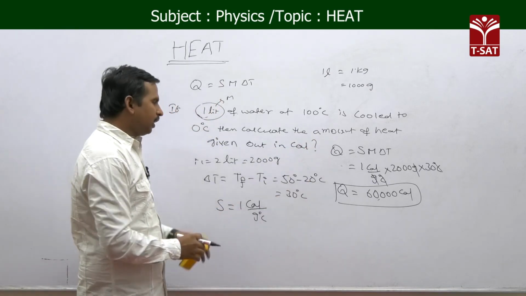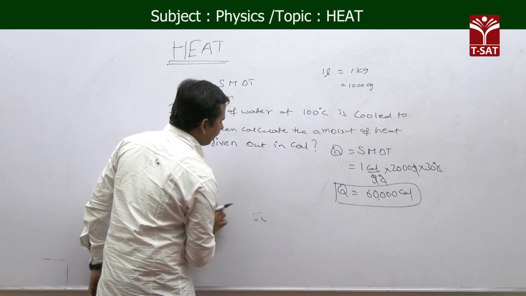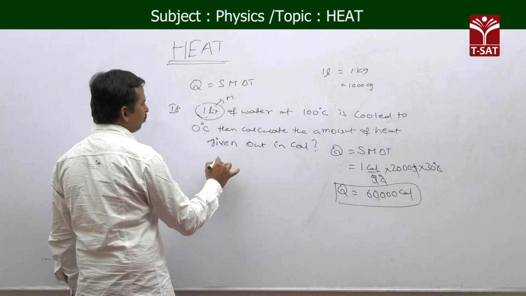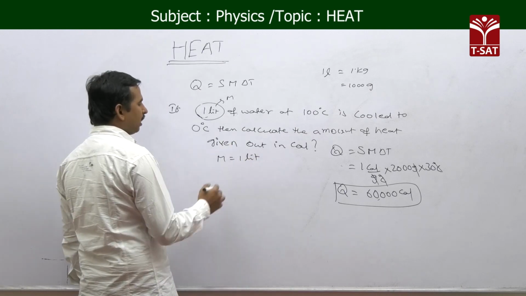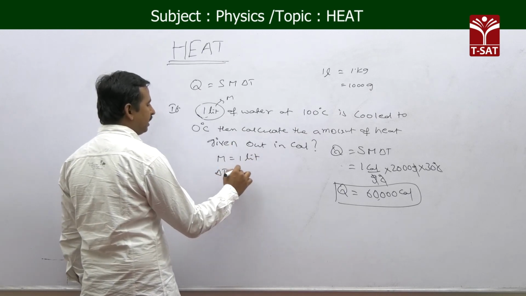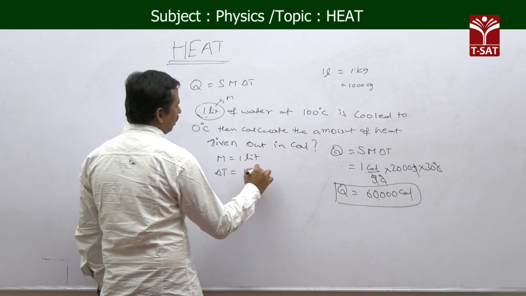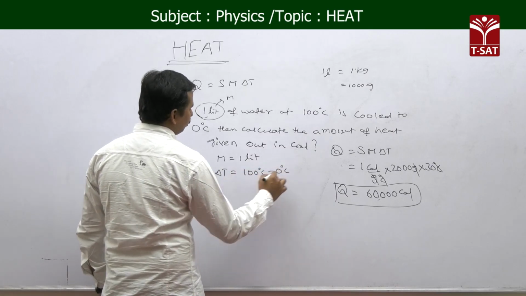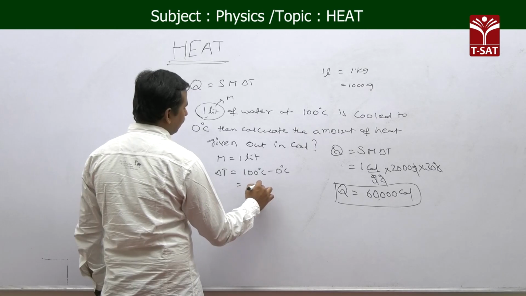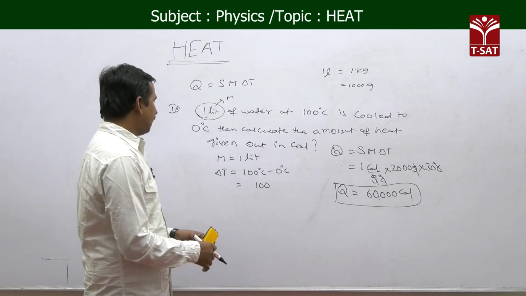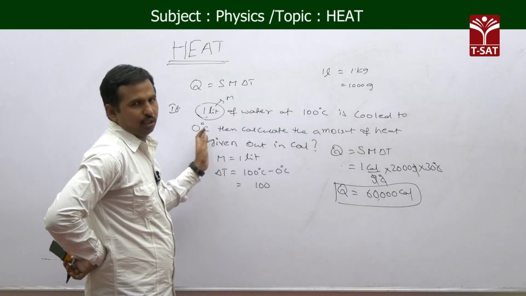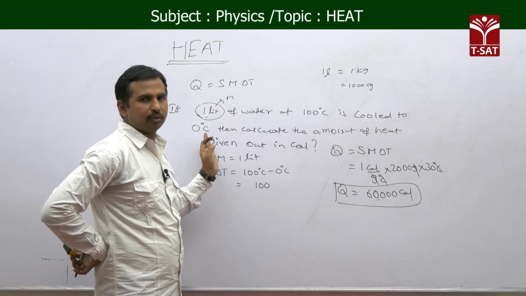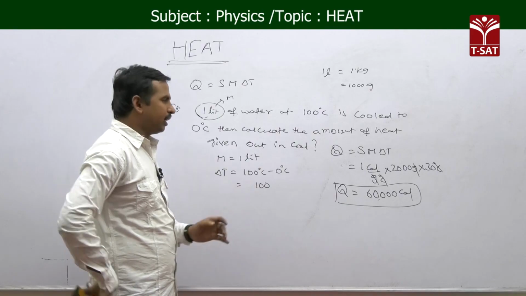Taking the same case, we have the mass M equal to 1 liter, and the change of temperature delta T is 100 degrees Celsius minus 0, which is 100. See, I am not taking final minus initial. What we need is only the change, 100 minus 0. So it becomes 100.